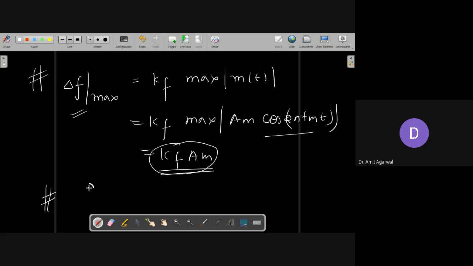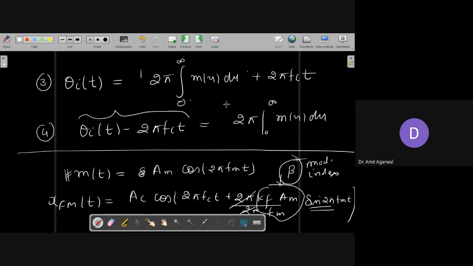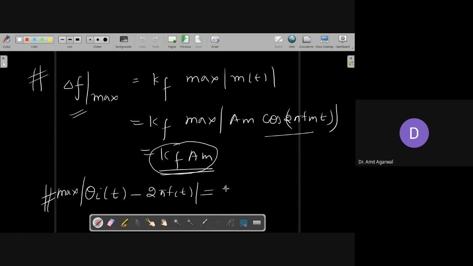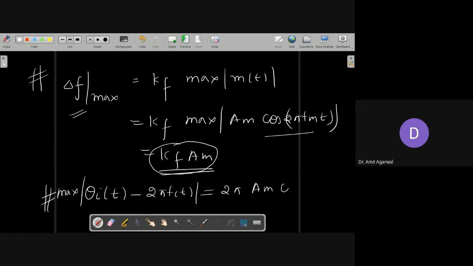Then we discussed the maximum phase deviation of this. Maximum phase deviation is defined like this. Because this is your instantaneous phase, and this is the phase deviation, right? So tell me, what will it be for the sinusoidal case? You do the 2 pi integral, so you will get Am cos, which becomes sin 2 pi fmt divided by 2 pi fm. Correct? Kf will also be here, I think.